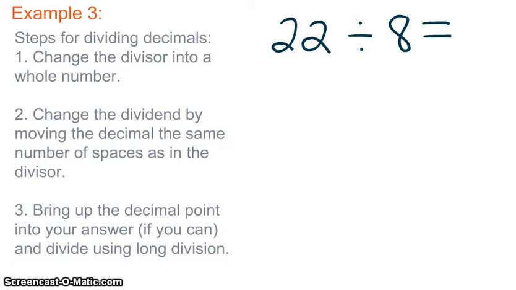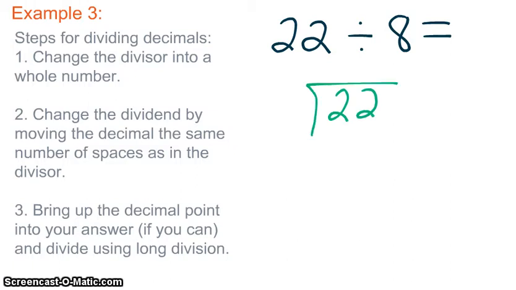Our final example today is 22 divided by 8. And you're probably looking at this example saying, okay, these are two whole numbers, I can definitely divide those. But as you'll see as I solve this problem, you're actually going to have to add your decimal and your zero in order to finish off the problem. So I'm going to go ahead and set up my division problem.